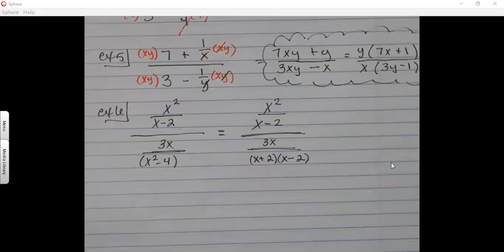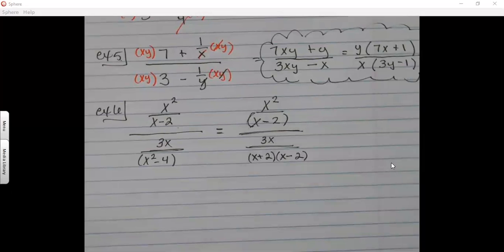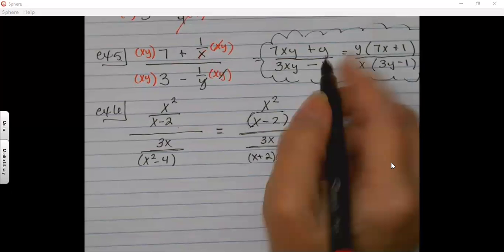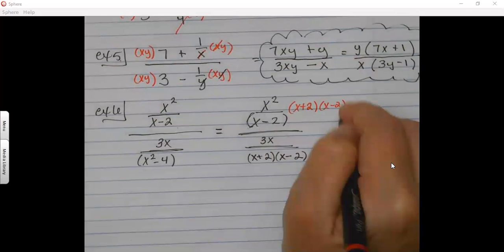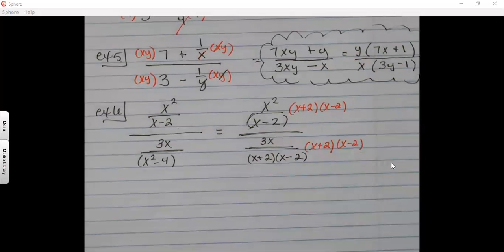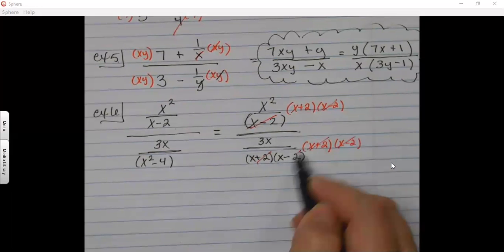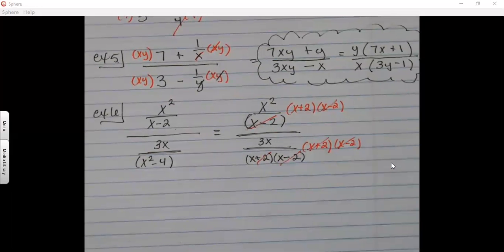Now, my denominators, I have an x minus 2, and I have an x plus 2 and x minus 2. Think about when we were adding and subtracting fractions. What would my LCD be? x plus 2 and x minus 2. So in the numerator of the big fraction, the x minus 2's cancel. The denominator of the big fraction, the x plus 2 and the x minus 2 cancel. And we just write what's left.